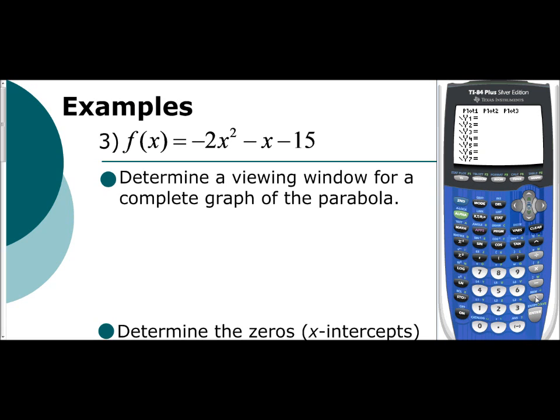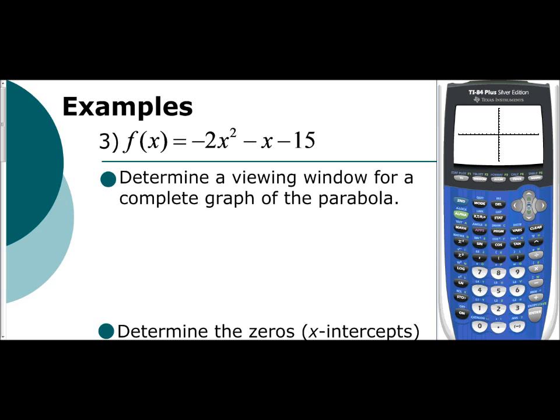Y equals -2x squared minus x minus 15. Now again, it's all based off of trial and error to figure out where our graph window is going to be, what our size is. So if I hit graph right now, I see absolutely nothing. And so here is where we have to examine our function.